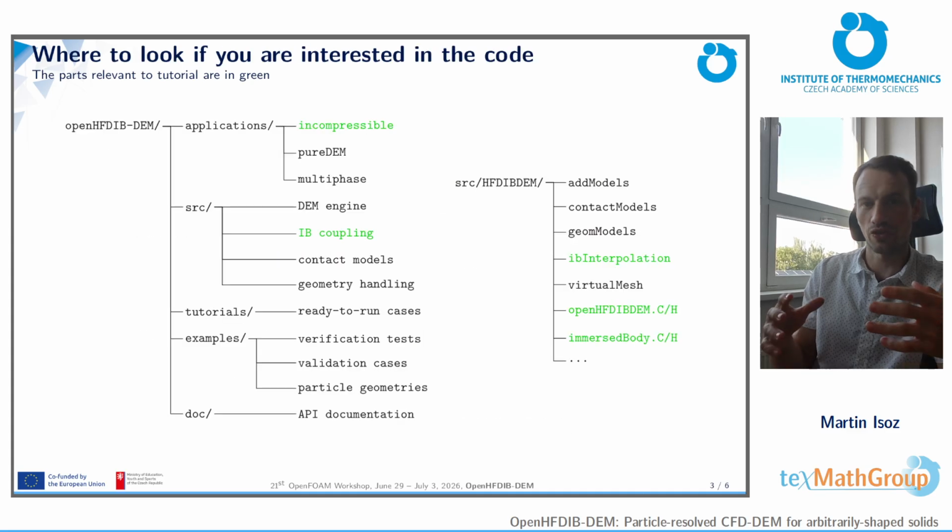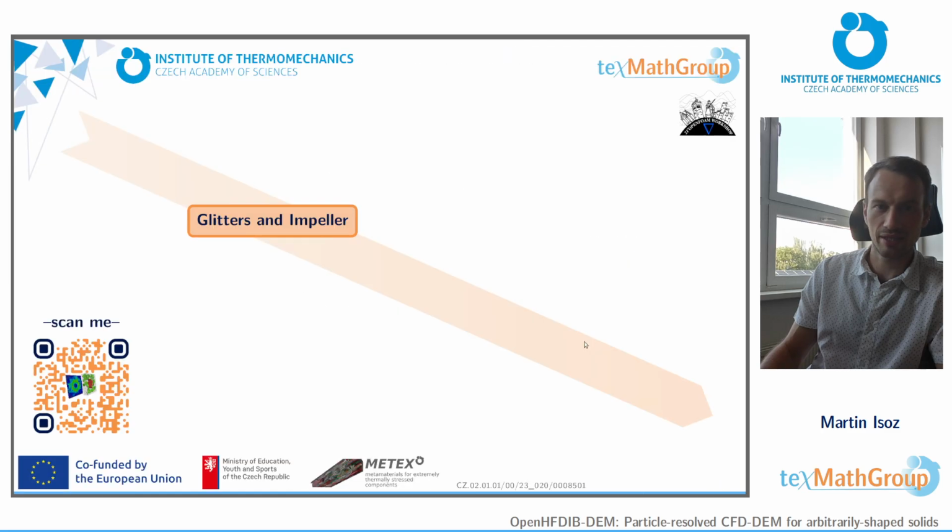With respect to the code, we will be using one of the incompressible family solvers that we have, and we actually have only one, pimpleHFDIBFoam. Then, code-wise, we will be working with immersed boundary coupling. In the source library, we have IB interpolation, then OpenHFDIB-DEM, the main object, and the immersed body objects. And that's it. And now we have this glitter and impeller.